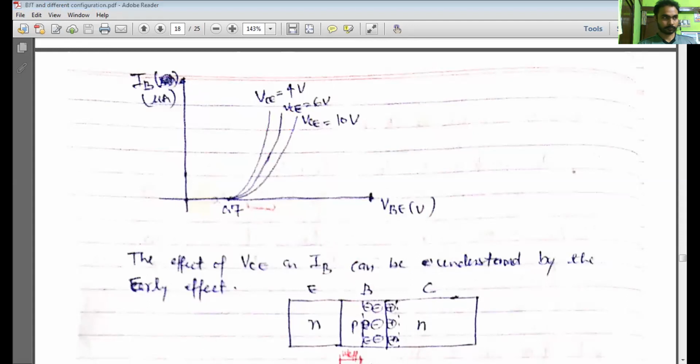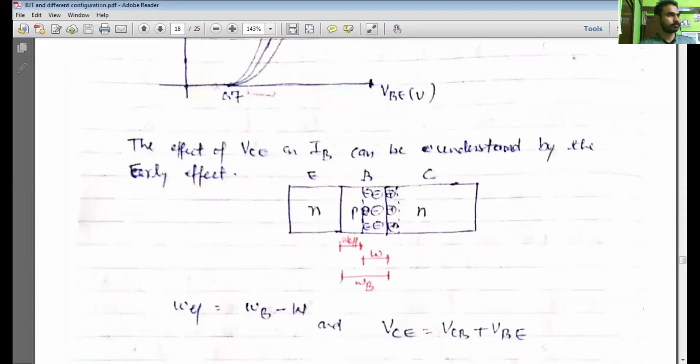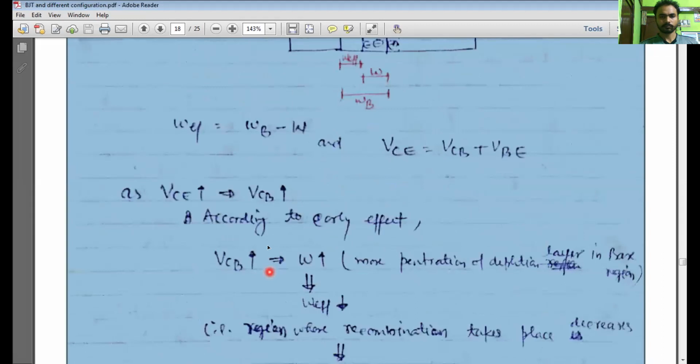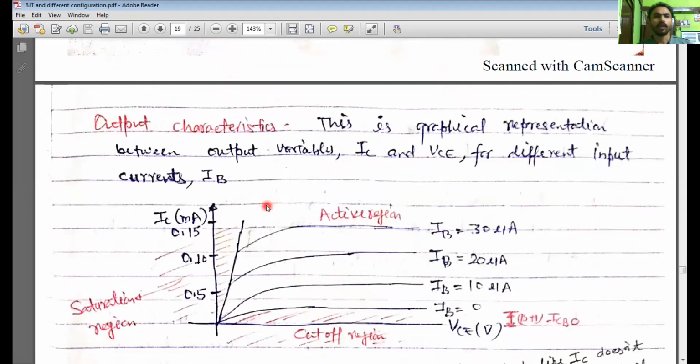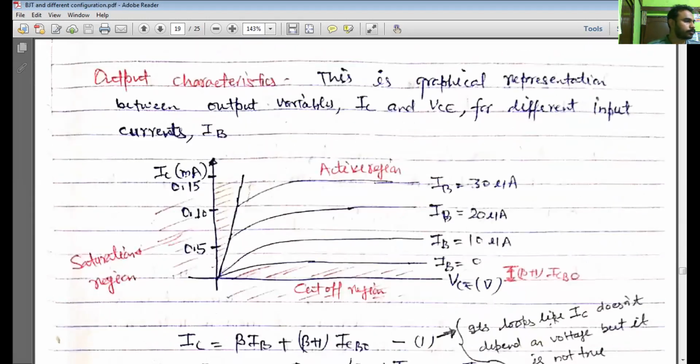Okay, good. This all is written there. You can go. Okay. Now come to the output characteristics. Just I will check if everything is going good.